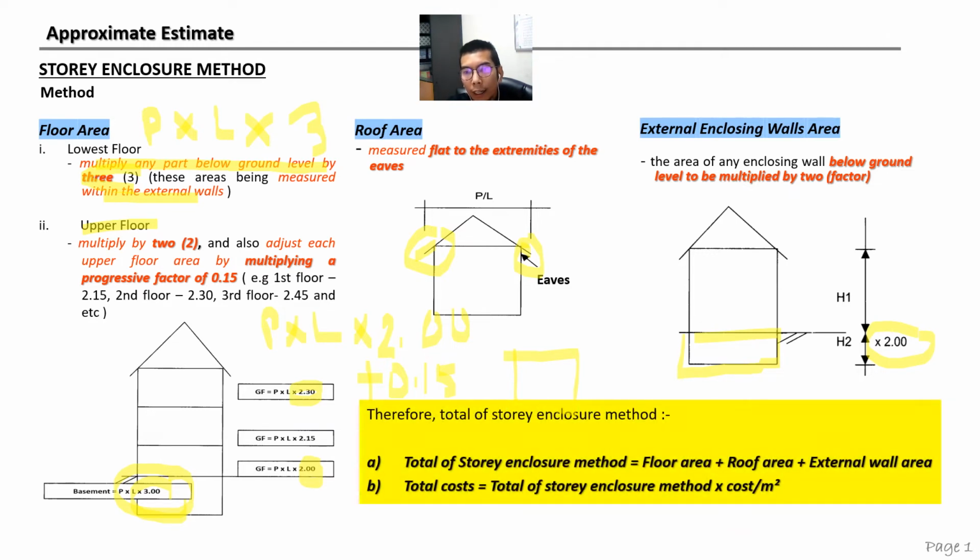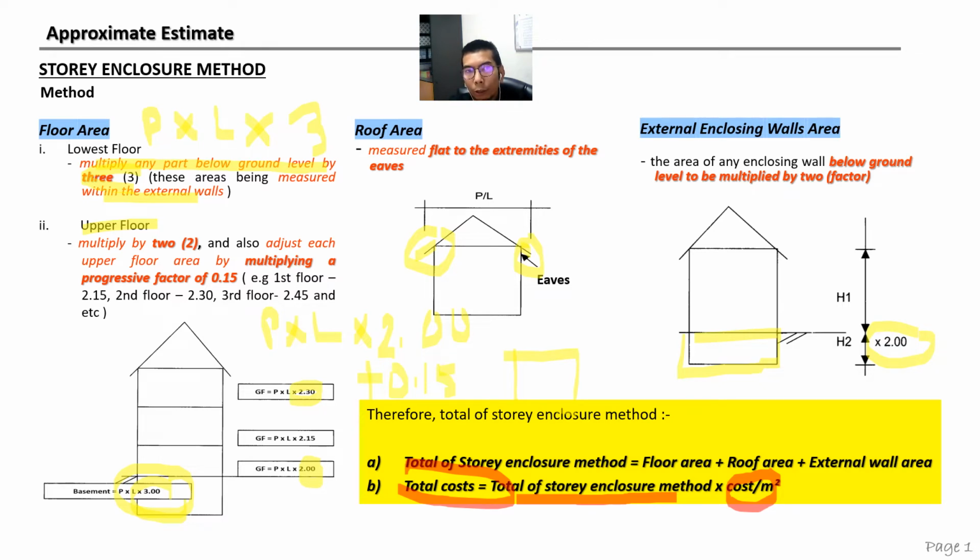So next, when you obtain these three areas, floor, roof, and wall, you can total up. When you total up these three, you will get the total of the Storey enclosure method, the total of everything of your building. After that, you can calculate the cost using this method by applying this formula: total cost equals total Storey enclosure method times cost per meter square. So cubic meter becomes meter square. So that's how you apply this Storey enclosure method.